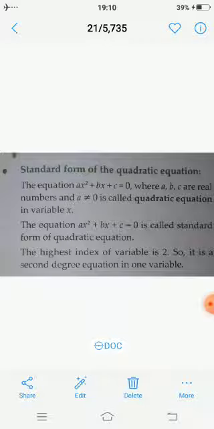Now in your 10th standard you are going to study the standard form of quadratic equation. Now what is the standard form of quadratic equation? The standard form is ax square plus bx plus c is equals to 0, where a, b, c are real numbers.